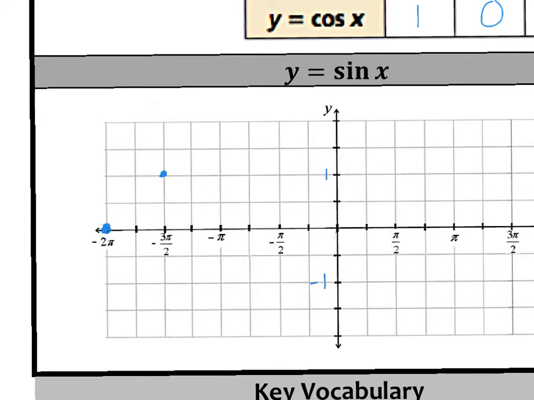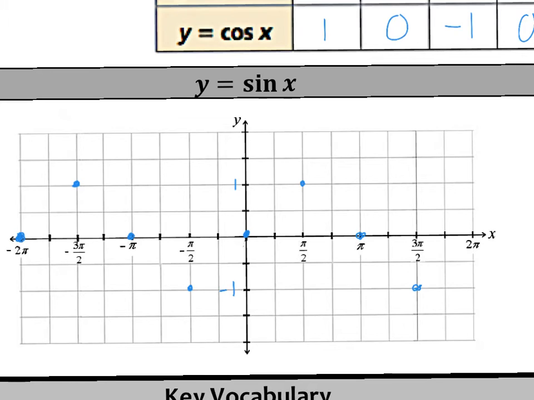Okay, so then at negative 3 pi over 2, we are already up at 1. And then as we get to negative pi, we're back down at 0. Negative pi over 2 goes down to negative 1. At 0, we are at 0. Then when we get to pi over 2, we're up to 1. At pi, we're back down at 0. At 3 pi over 2, we're at negative 1. And then at 2 pi, we're back to 0.